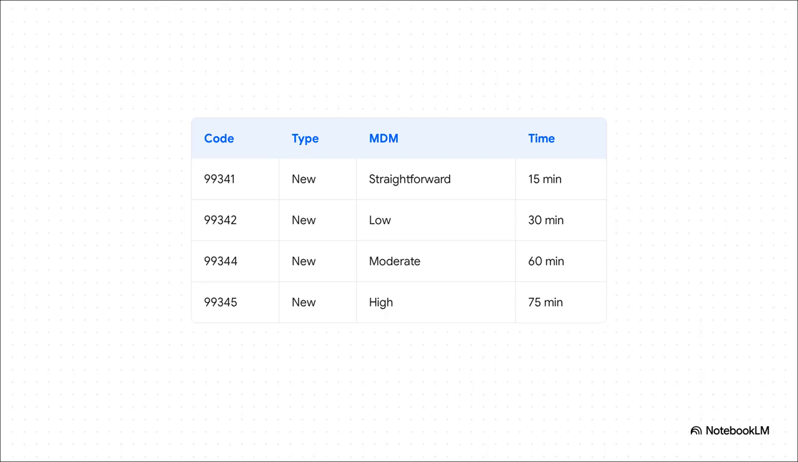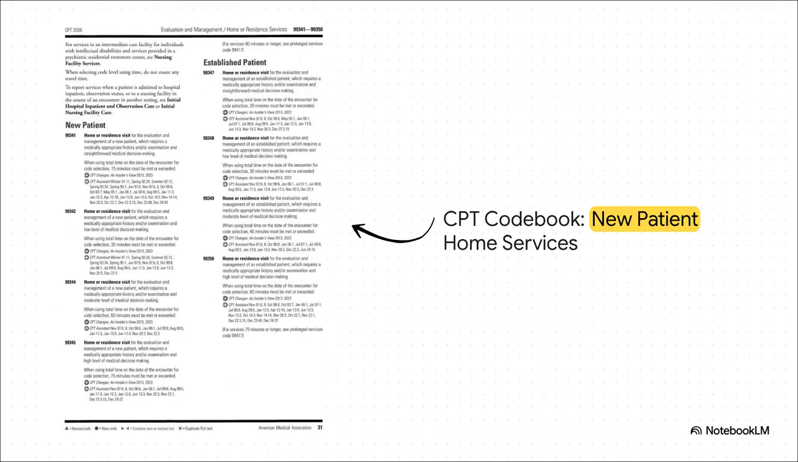Now check this out. Look closely. There is no 99343. They skip straight to 99344, where moderate MDM needs 60 minutes. And finally, hitting that high MDM for 99345 requires a 75-minute threshold. You can see these exact thresholds documented right here in the primary source text. If you're selecting your level based on time, these are the precise minutes you have to hit or exceed on the date of the encounter. Literally lock these time frames into your brain. It's absolutely crucial for keeping your billing perfectly aligned with the guidelines.